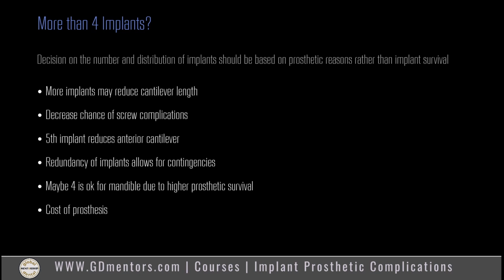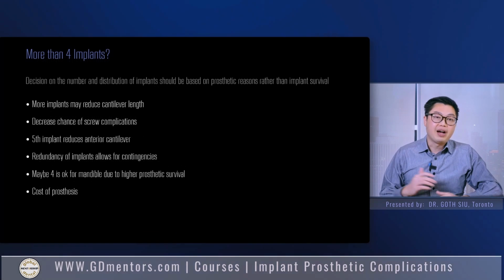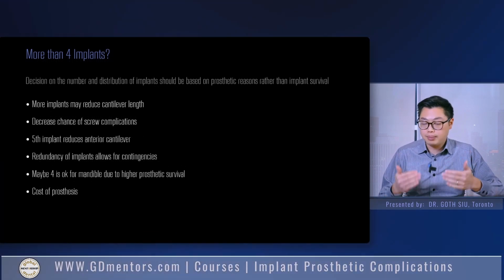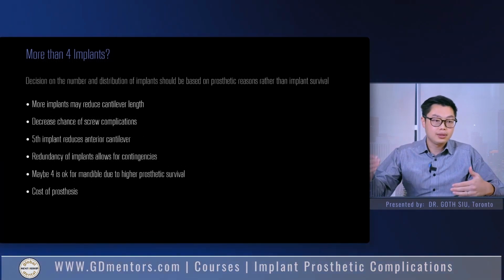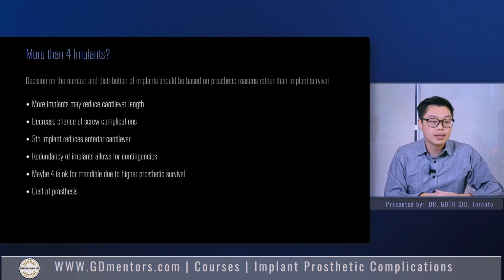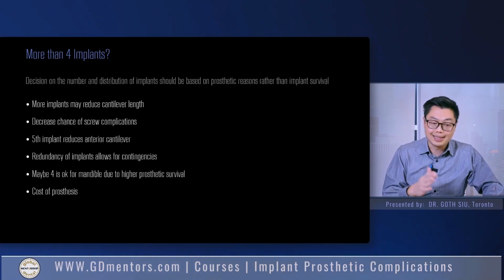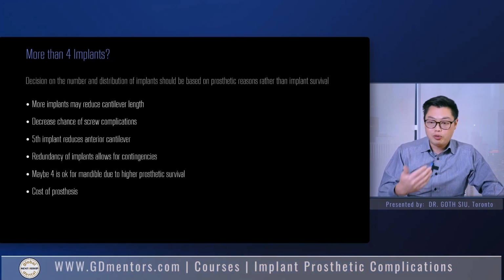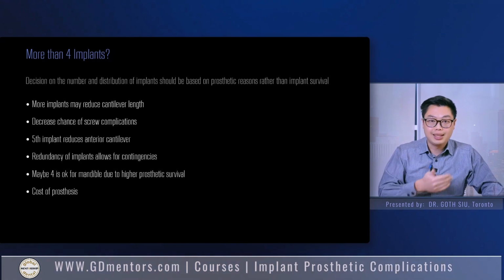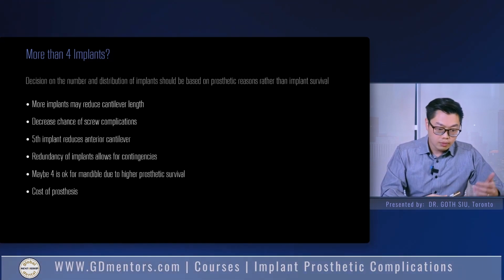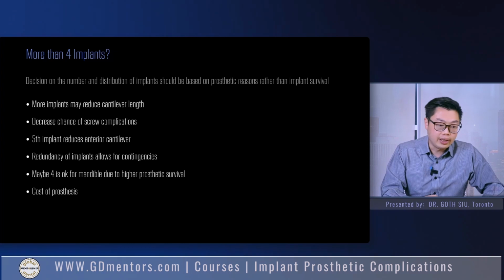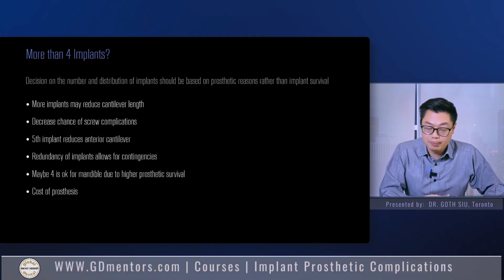There's also redundancy if you're doing more than 4 implants. If you're doing 4 and one implant fails, the whole thing needs to be redone. If there are 5 or 6 implants, sometimes you just unscrew the prosthesis, take out the failed implant, modify the prosthesis a little bit, and reinsert the same prosthesis, and it's done. So most patients choose to put additional implants for contingency. Maybe 4 is okay on the mandible. On the upper jaw, it might be better doing more implants.